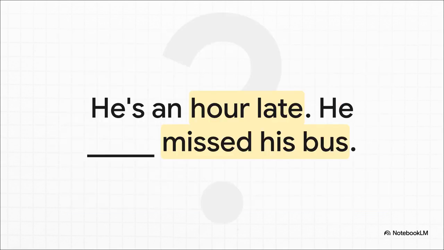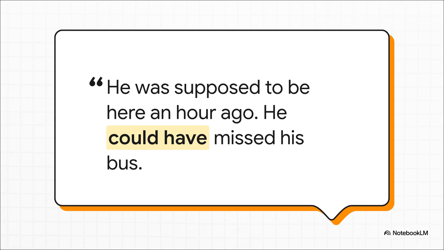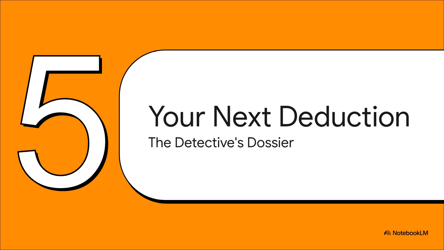And for our final case, the classic late friend scenario. Someone is an hour late. We know there are a lot of possible reasons for this. How would you phrase just one of those possibilities? And the best choice is could have, because missing the bus is just one theory out of many. He could have gotten stuck in traffic, he could have overslept, you get the idea. Could have is the perfect tool for just throwing one possibility out there without ruling out all the others. Fantastic work, detective. You absolutely cracked all the cases.